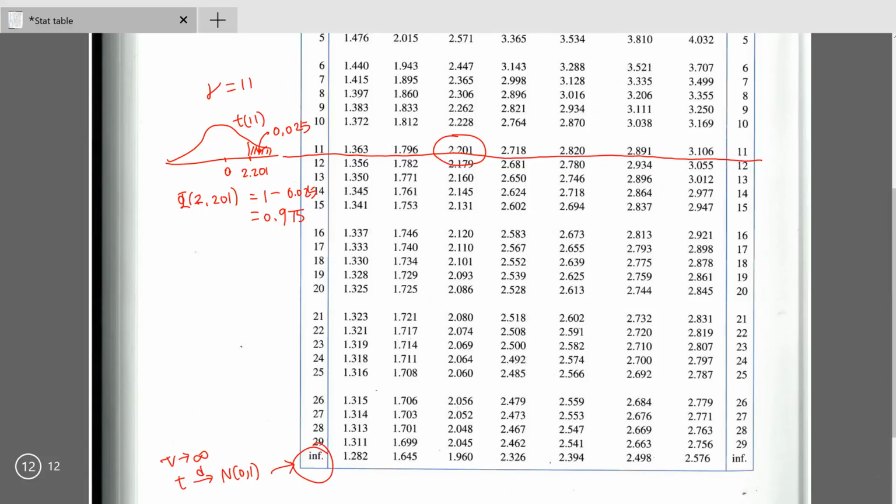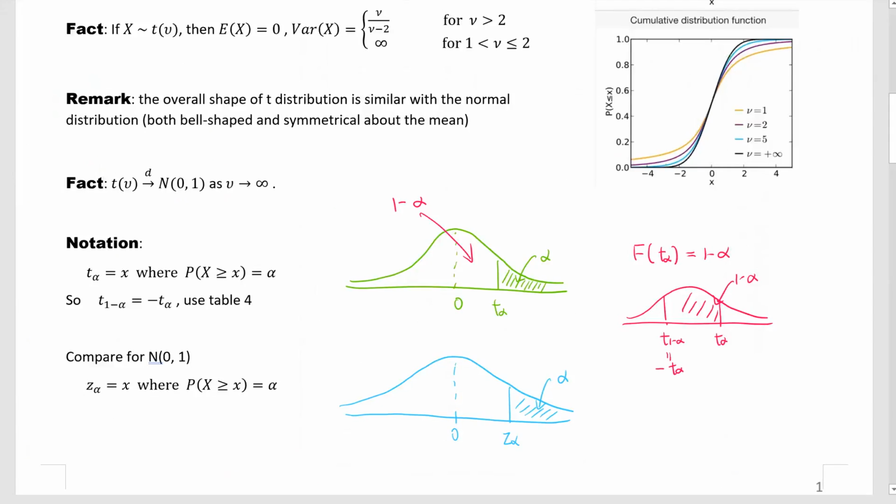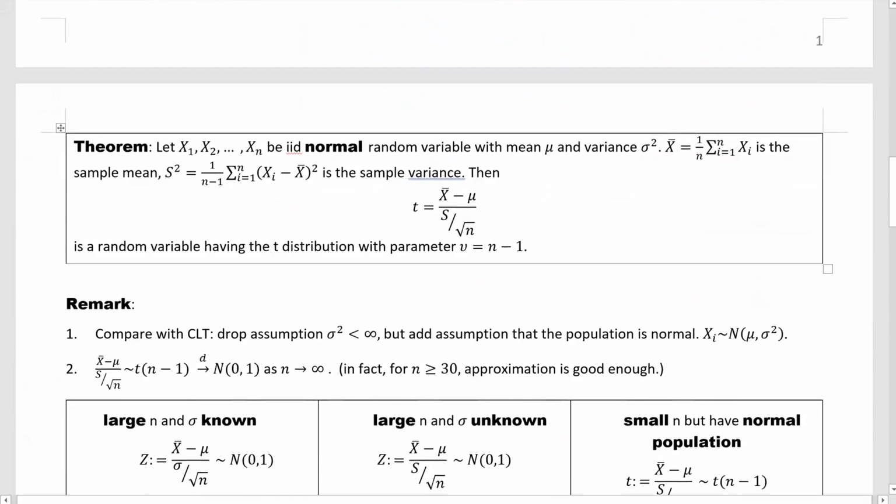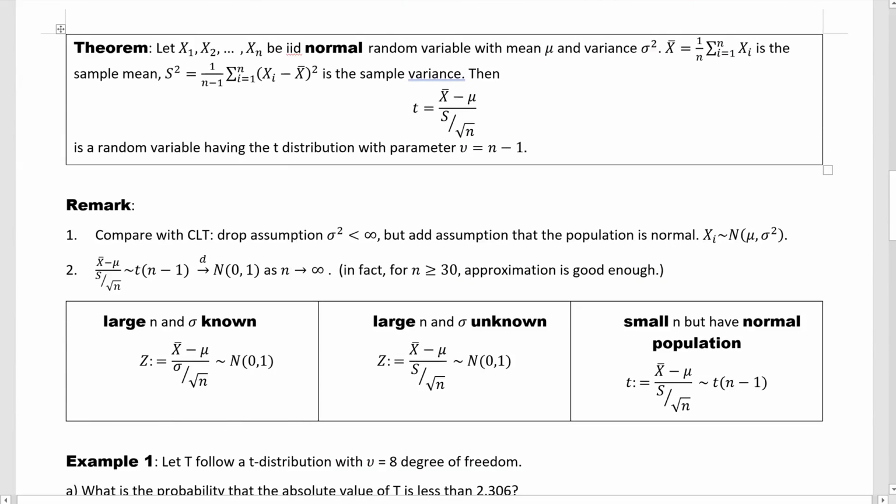So actually, this last row corresponds to the z alpha values. Okay, so keep that in mind. Let's continue. So what is the main use of the t distribution?